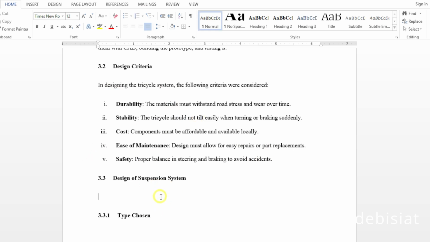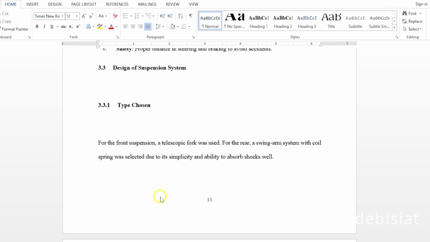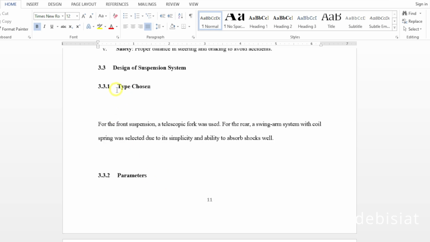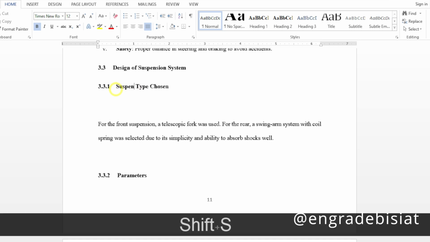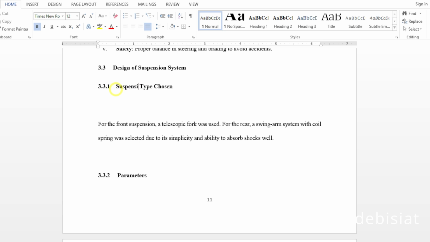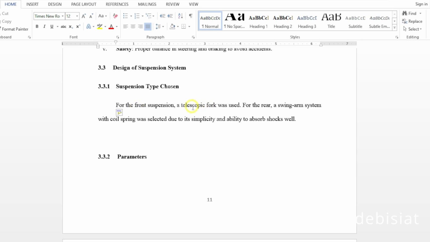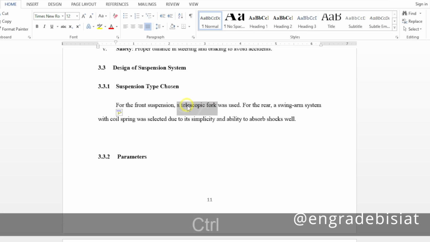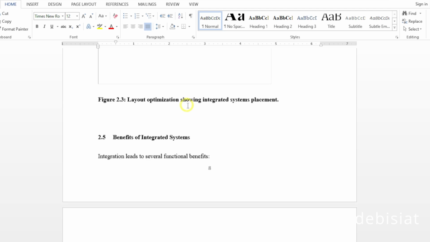Design of suspension system. Suspension type chosen. For the front suspension, a telescopic fork was used. If you are talking about a telescopic fork for the front suspension, this must have been discussed in your chapter 2. Different types of suspension, and you talk about this particular suspension, the advantages and disadvantages of using it. It must be in your chapter 2. So let's copy it and find a place there.